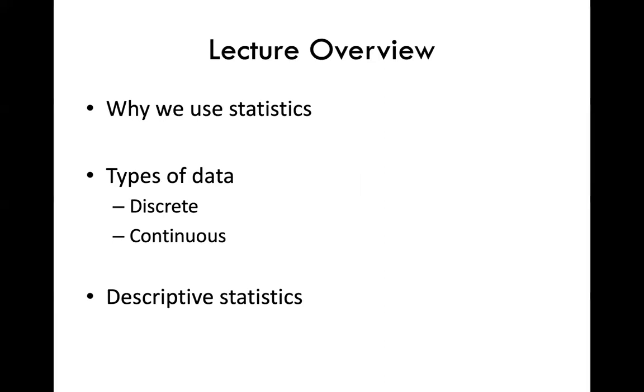So just to describe the lecture overview, first I'm going to talk about why we use statistics and how we use statistics in pharmacoepidemiology. Then we'll review the different types of data, specifically focusing on discrete and continuous types of data, or types of variables. And then I'll talk a little bit about how we describe data, how we use what we call descriptive statistics to describe data, and some of the best practices for that.